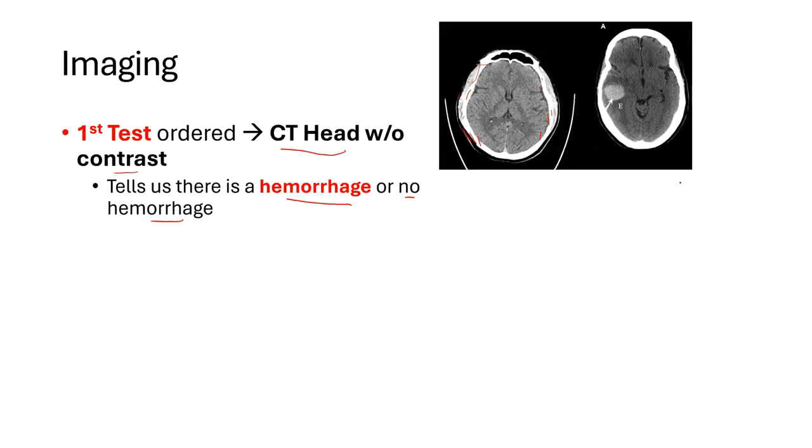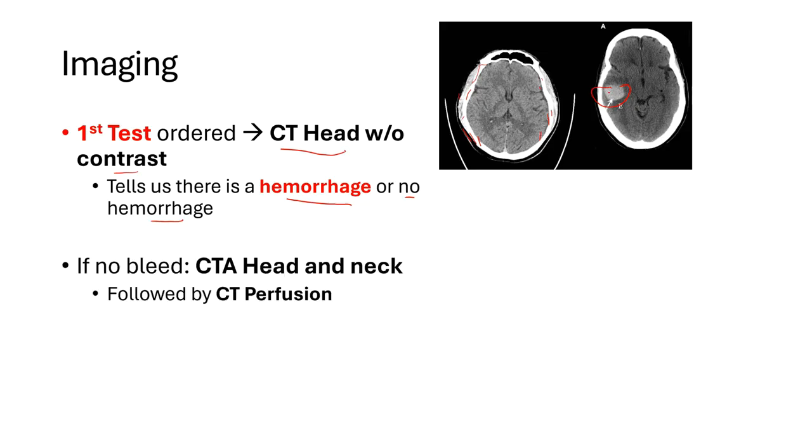Now on the right hand side here, this is what a bleed actually looks like. This white hyperdensity here, circled in red, is what you may see on CT head without contrast. It is very hard to see ischemic episodes, but very easy to see hemorrhagic episodes. Thus, we always start with a CT head. The reason being is because the next test that we may get is a CTA of the head and neck. That is test number 2 that we typically get. This is typically done if there is no bleed.